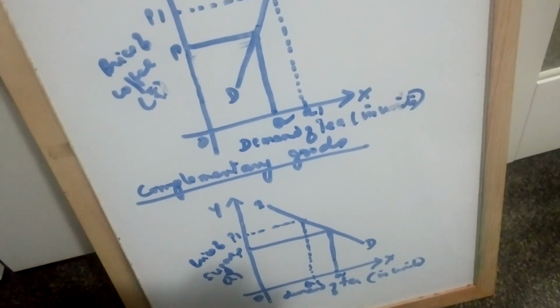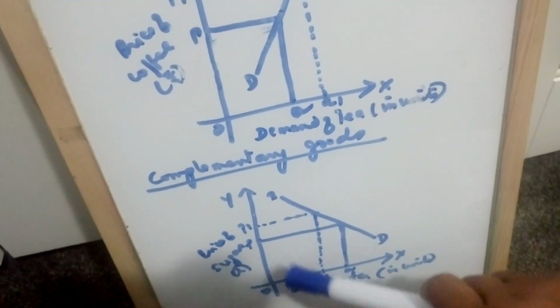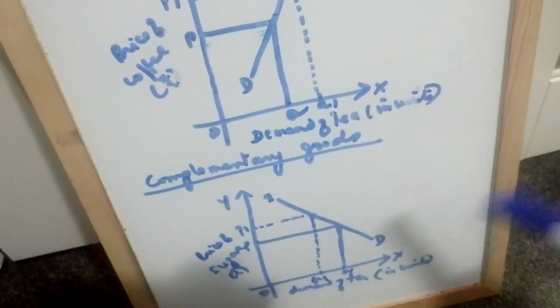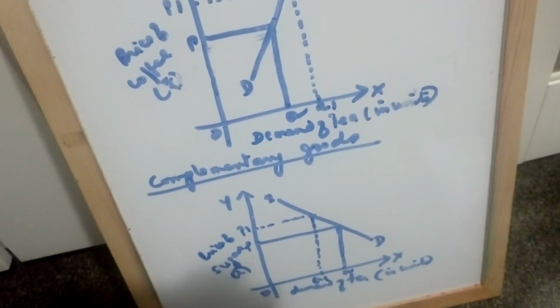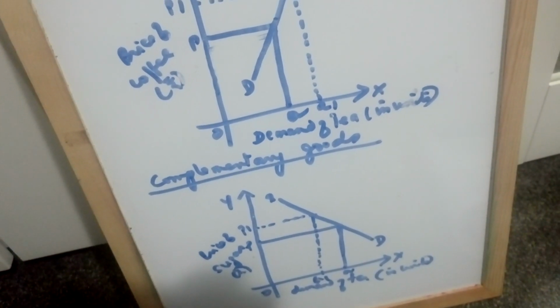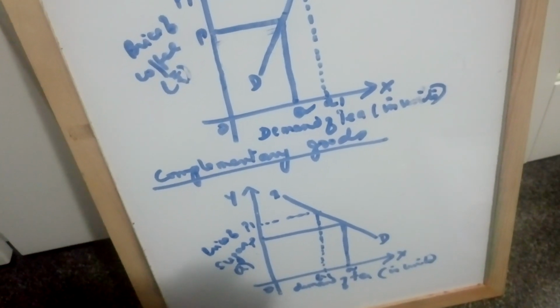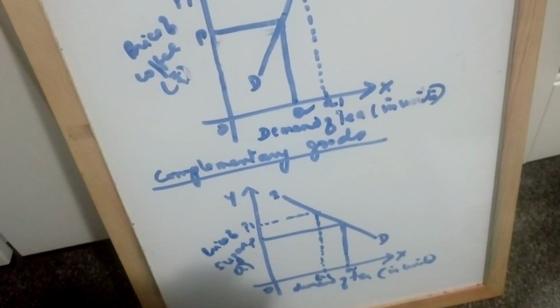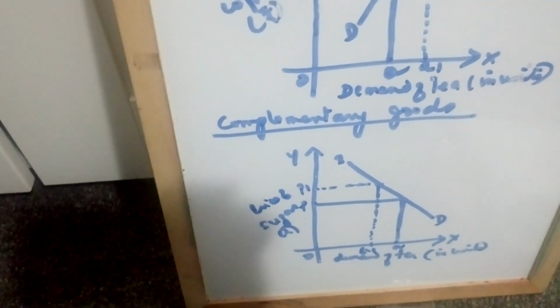So that is what happened here from OQ to OQ1. So you find the demand curve slopes down. So demand for a given commodity varies inversely with the price of a complementary good. So complementary goods are those goods which are used together to satisfy a particular want.